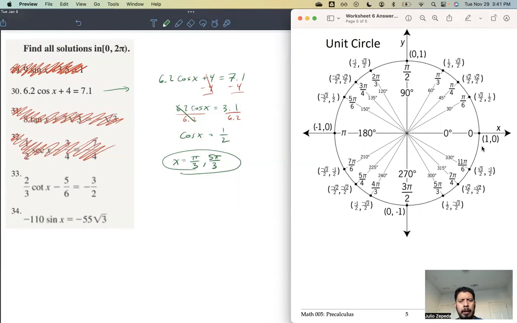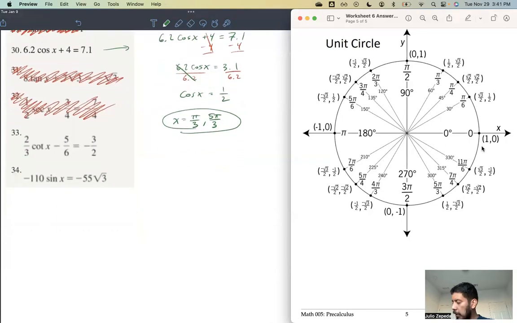All right. Let's take a look at one more. We'll do the one with the fraction. Why not? Let's see here. Number 33: 2/3 cotangent of x minus 5 over 6 equals negative 3 over 2.